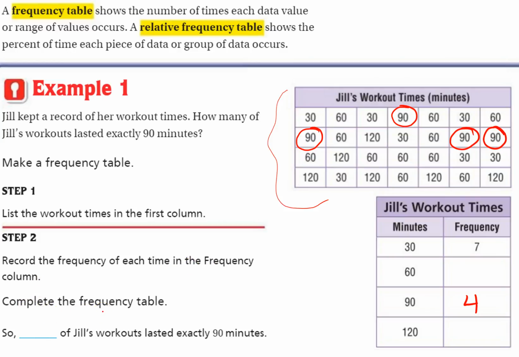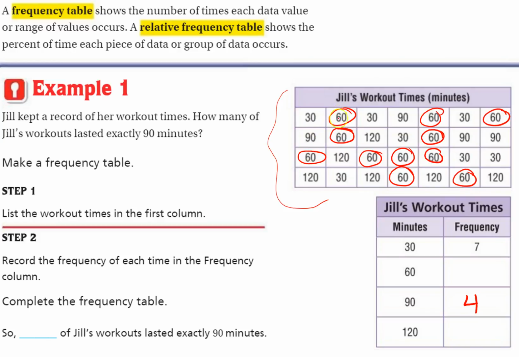complete the frequency table. Okay, so she did 30 minutes 7 times. They already did that one. 90 minutes 4 times, we've done that one, so let's do 60 minutes. So we go through the data, there's a 60 minute workout, there's one, there's one, there's one, and so on. Let's see, 1, 2, 3, 4, 5, 6, 7, 8, 9, 10, 11. 11 times she did a 60 minute workout.